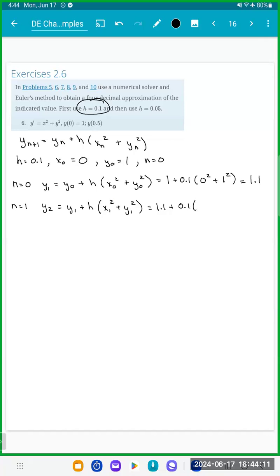Times, now my x, remember we're upping it once, so now we're on the second iteration, so it's 0.1 squared. Plus my y again, my y1 was 1.1, and we're squaring that again as well. And so when we do all of that, it simplifies. And this problem is asking us to go to 4 decimals. So it's 1.2220.